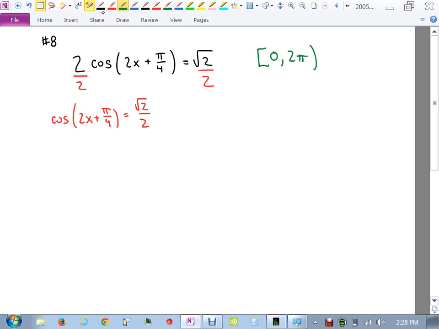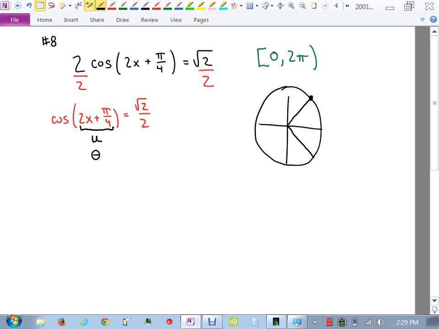So just like before, this is really just cosine of some junk in here, u or theta, whatever you want to call it, I don't care. And so you want to know what angles, when you plug them into cosine, give you root 2 over 2. Going back to our trusty unit circle, cosine is the x-coordinate. Where's the x-coordinate positive root 2 over 2? It's going to be here and here.